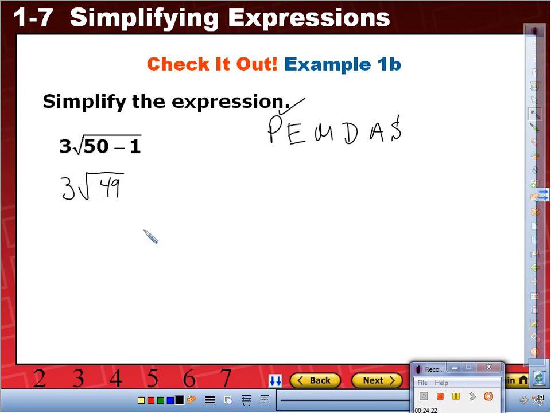Can we still simplify this grouping symbol? Yes, what is the square root of 49? 7. And what is the 3 doing here? It's multiplying. I'm going to do that in red so you can see it. Times 3. So then at the end, do I have multiplication and division? Yes, right here. So therefore this is 21. Oh, I thought the 3 was the exponent. No, it's a multiplication. Okay?